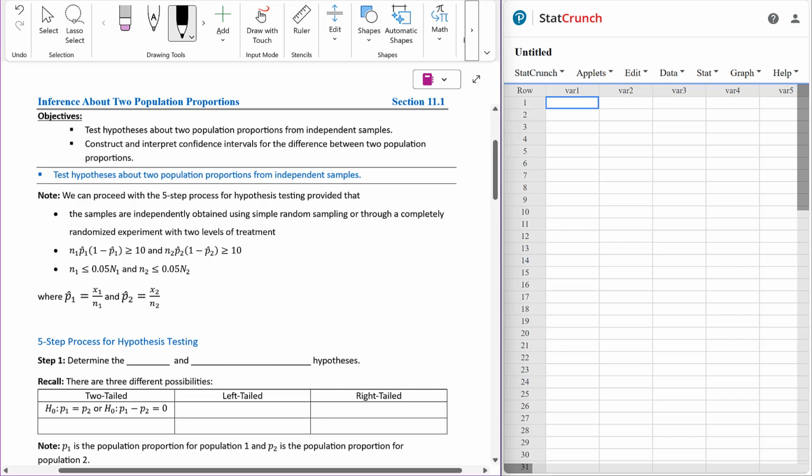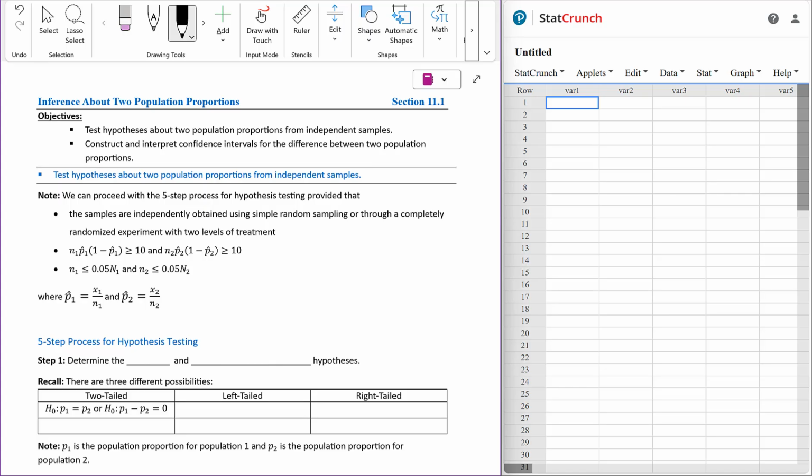In 11.1, we are doing inference about two population proportions. Our objectives include testing hypotheses about two population proportions from independent samples, and constructing and interpreting confidence intervals for the difference between two population proportions. In the book, they'll talk about independent versus dependent sampling again here. I'll talk about it in the next section.